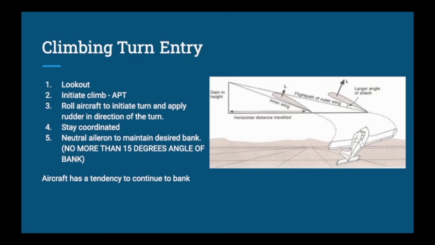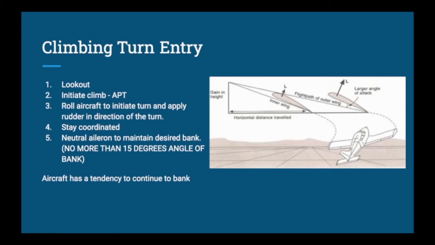Okay, let's look at climbing turns. So, step number 1, always do your lookout. Make sure you're clear left, right, and above. And then we'll do things one step at a time here. So you're going to initiate your climb: attitude, power, trim, climbing at normal climb airspeed. Once you're established in that climb, then you'll roll the aircraft to initiate the turn. Remember your rudder to stay coordinated, and then just maintain that bank angle around.